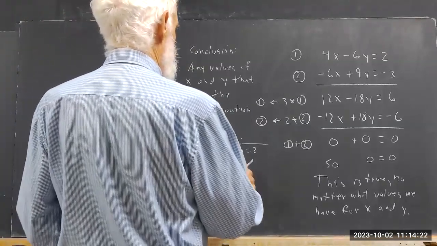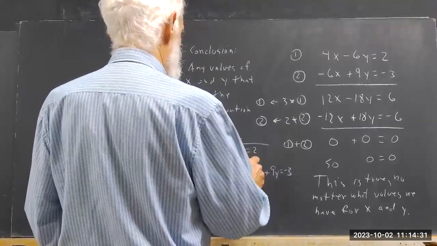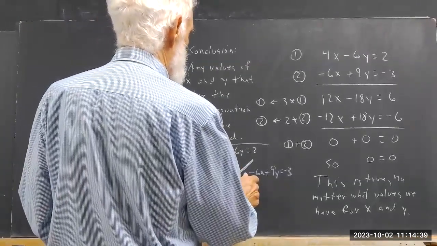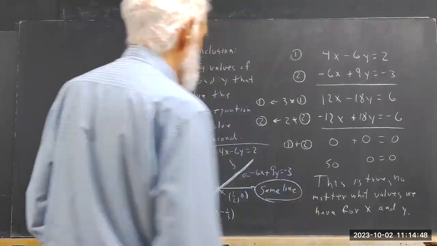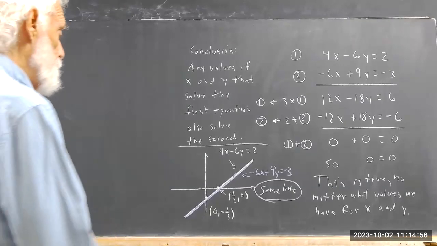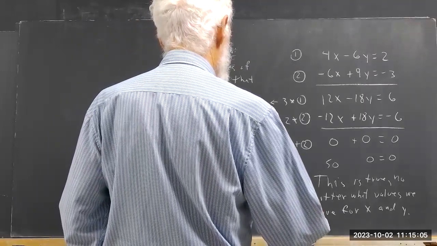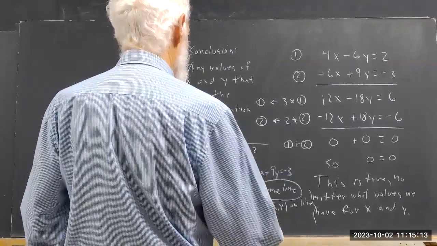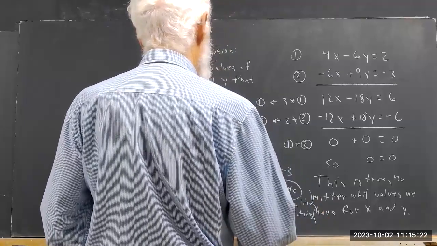Okay, so here's the graph of negative 6x plus 9y equals negative 3. Now imagine we've got kind of a thick line here that's half white and half purple. We have the same line. Every point on this line solves both equations. Every x, y point on the line solves both equations.